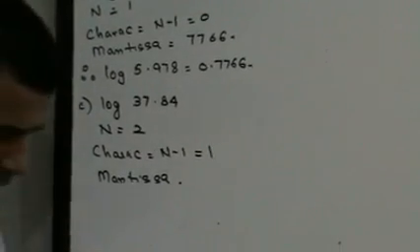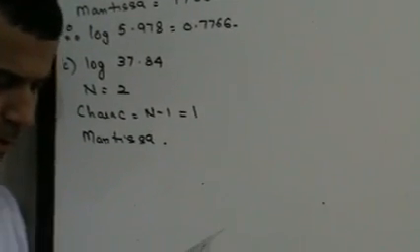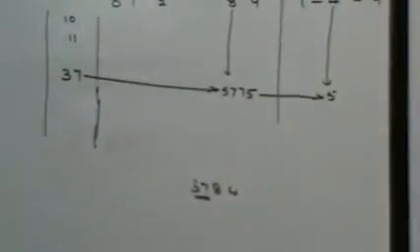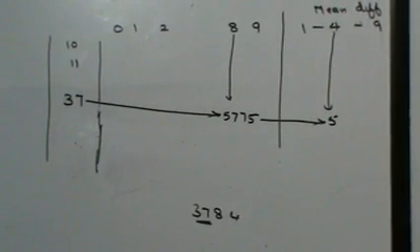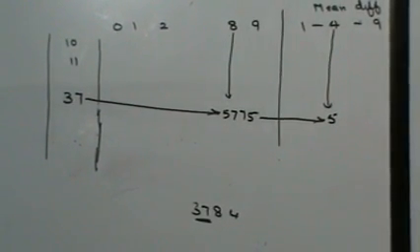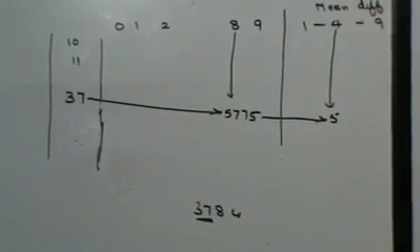I think I made a mistake in saying 378 is 5775. 5775, guys. 378 is 5775 plus 5. So this is going to be 5780. So log of 37.84 is 1.5780. Next.